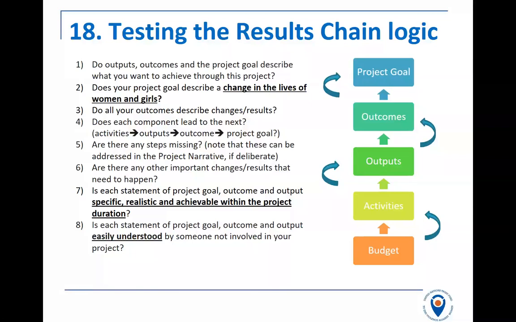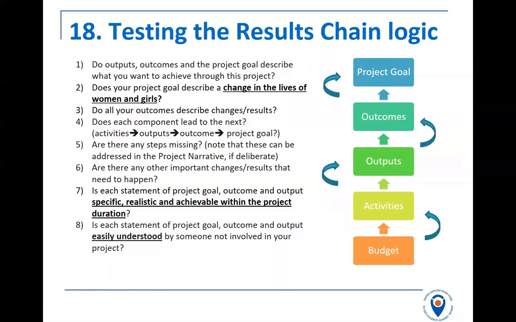Does your goal clearly describe the change in the lives of women and girls? We don't expect you to achieve this alone, but we should all keep the focus on improving the lives of women and girls. Do all your outcomes and outputs describe changes, results? And is it logical? Does each step lead to the next?